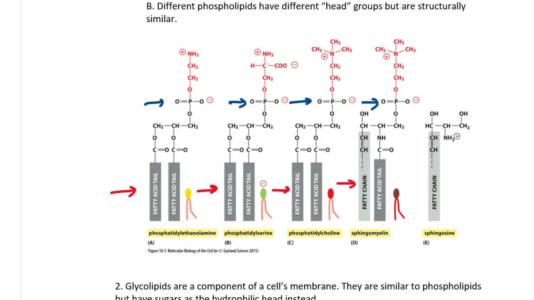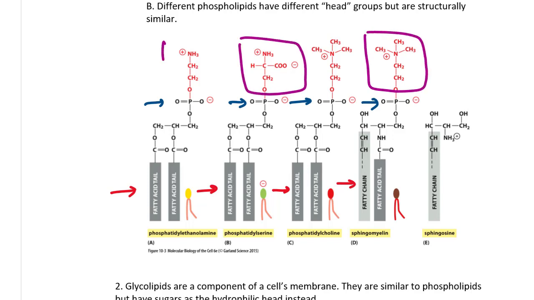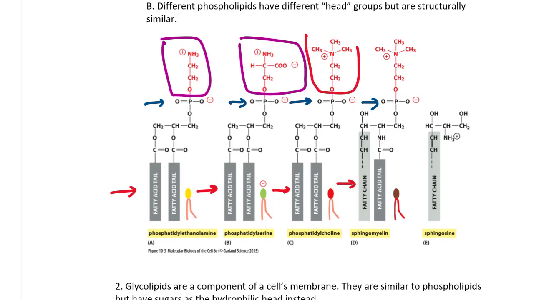Now, the head groups are different. So you can see that the head group of this one is different than the head group of this, and then it's different than this. Now, these 2 right here are the same, but sphingomyelin is different than the other phospholipids.